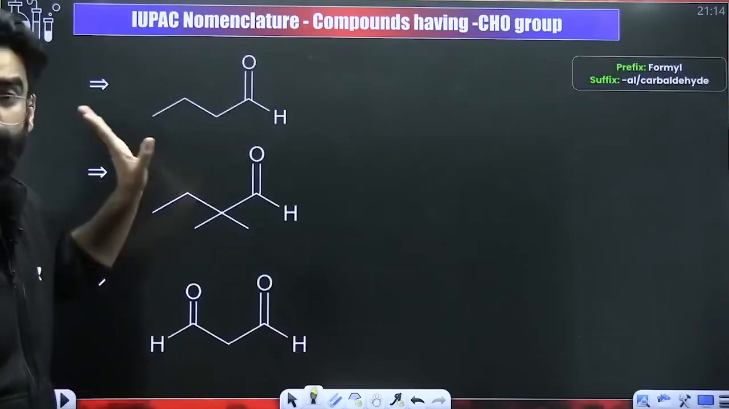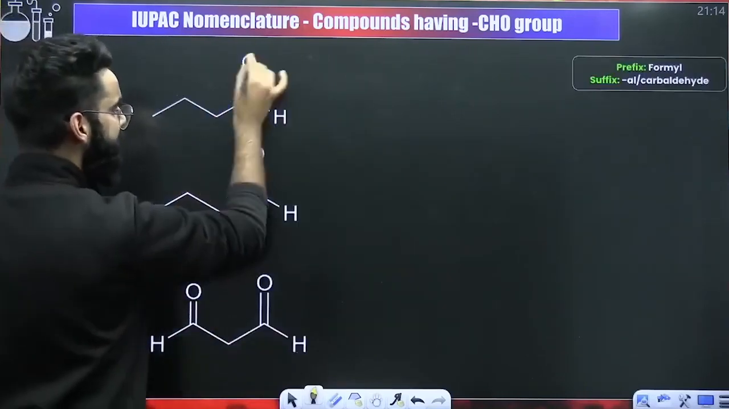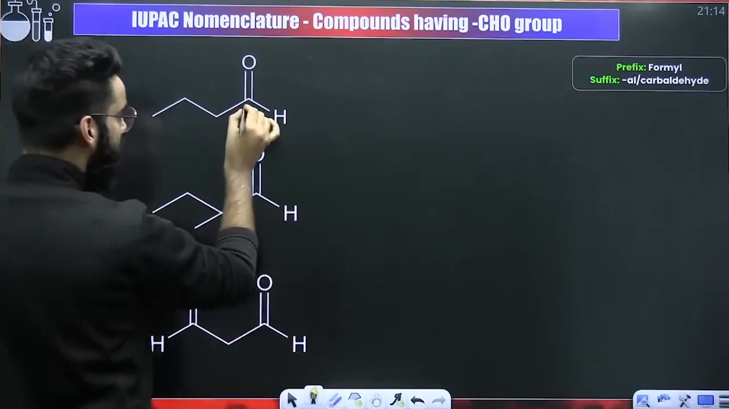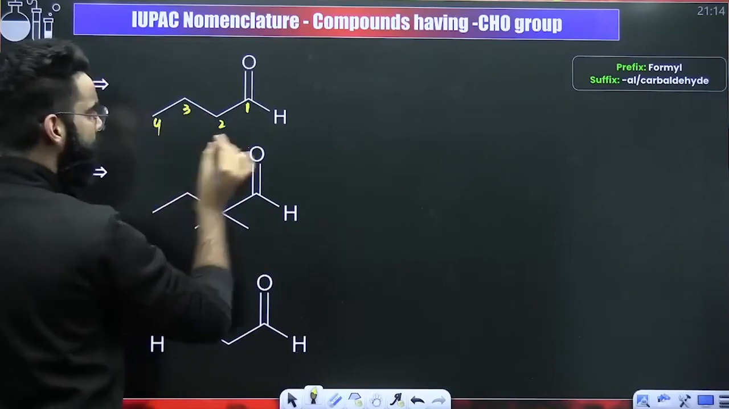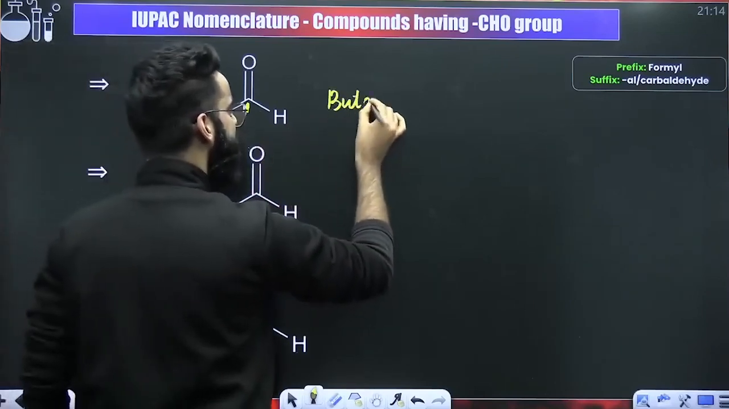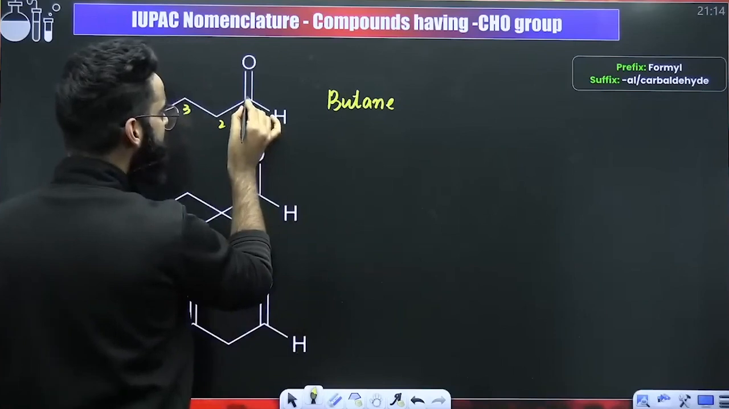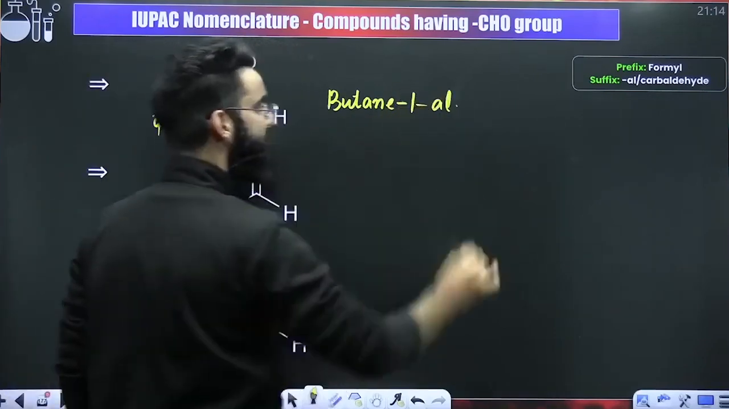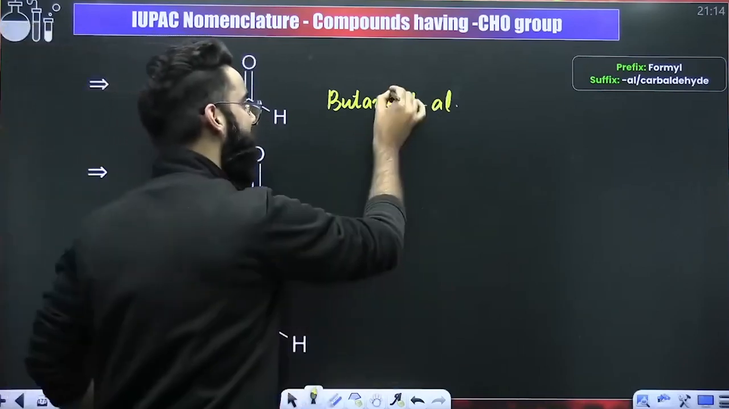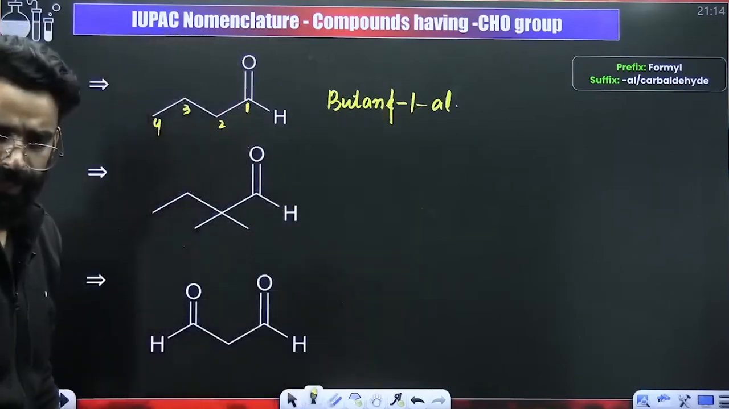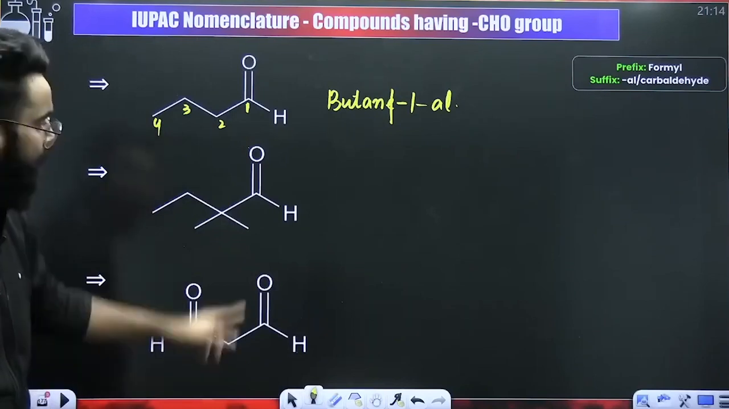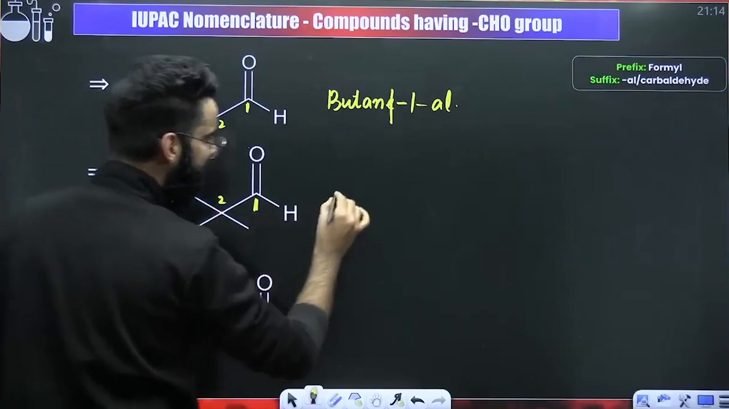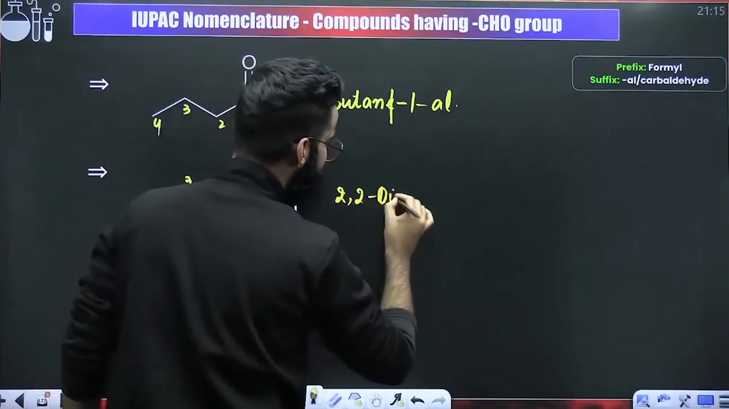Have a look at this particular one. This is CHO, so an aldehyde group. Calling this 1, this 2, 3, and 4. So, 4 carbon atoms, everywhere single bond: ane. The carbon of the aldehyde is part of the main chain, so it is 1, and I'll be using the suffix al. Now, after e, a vowel sound starts, so drop the e. Done. Look at the next one. This is carbon number 1, this is 2, this is 3, this is 4. So it is 2,2-dimethyl.